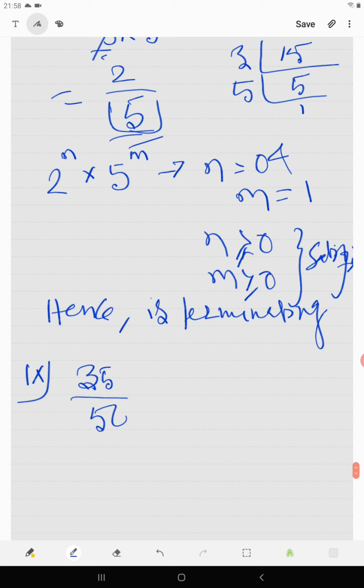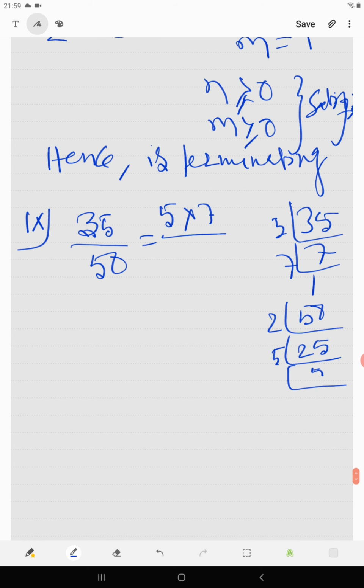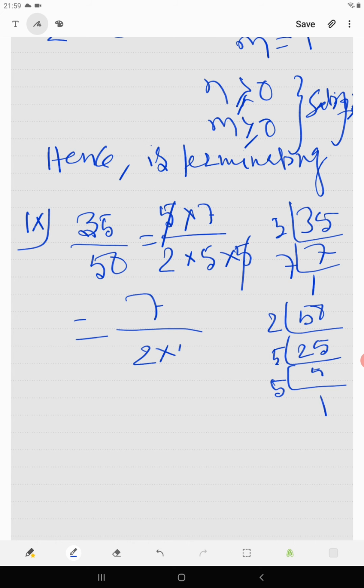35 by 50. Here also 35, if you are doing 5 7s are 35. So 5 into 7 divided by 50, if you are doing, then 2, 25, 5, 5, and then 5, 1. You are getting 2 into 5 into 5. So even when you are cutting it, we are getting 7 divided by 2 into 5. Now you write it in the form of 2 to the power n into 5 to the power m.